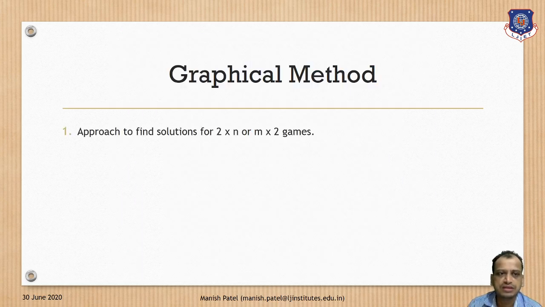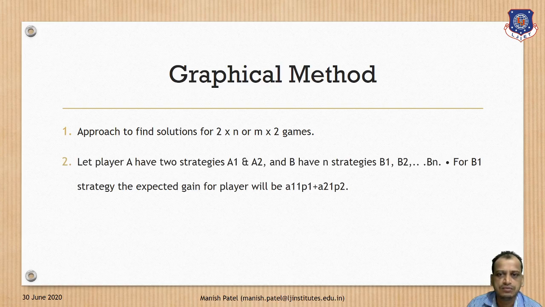Now, what is the graphical method? Remember this, it only finds the solution for 2 cross n, where you have 2 rows and n columns, or m rows and just 2 columns. Let's say, for example, A has two strategies, A1 and A2, which is 2 cross n, and B has n strategies.